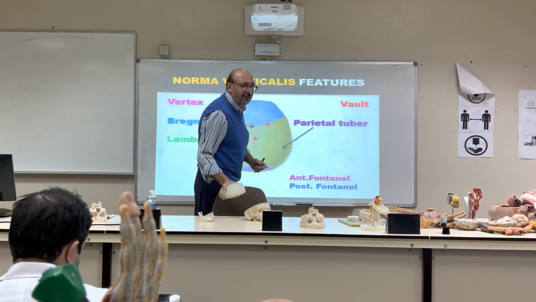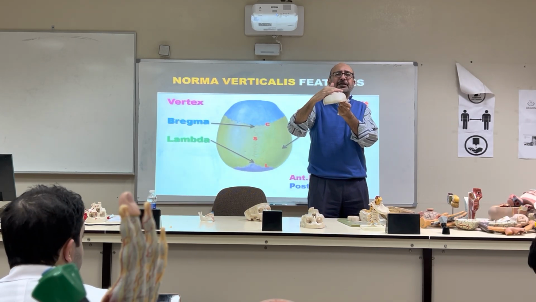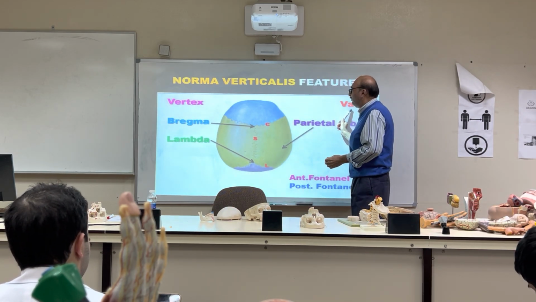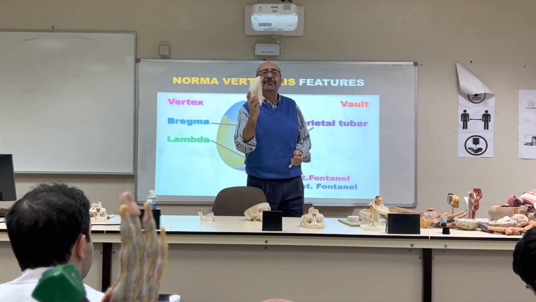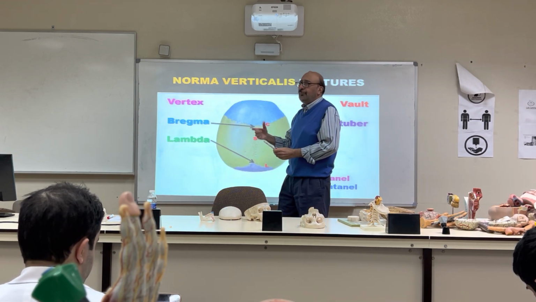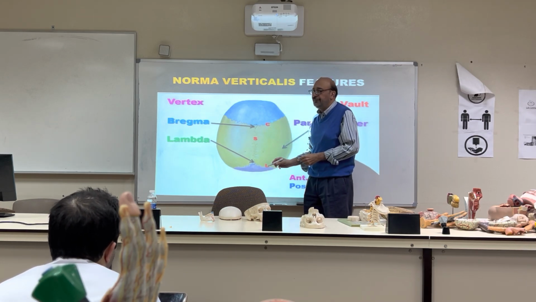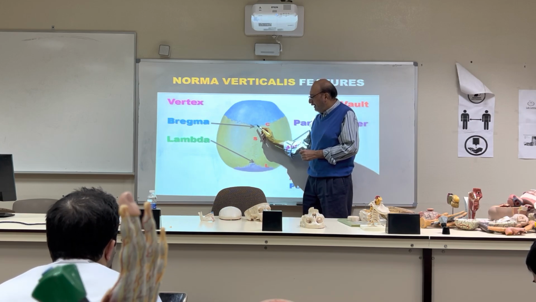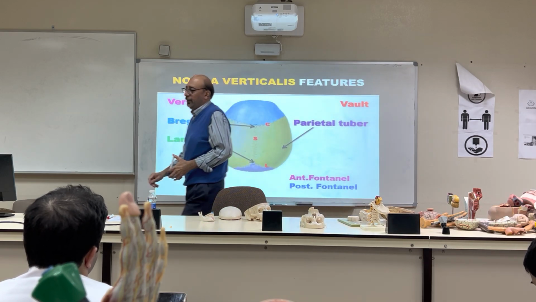Vertex. What is vertex? Vertex is the highest point on the skull. This is just a definition. What is vault? This structure, if I remove from the skull and leave the cranial cavity behind, this is called a vault. Then the junction point here between the two sutures, coronal and sagittal, is called bregma. And here this is called lambda. These are just the names of the sutures. Okay.